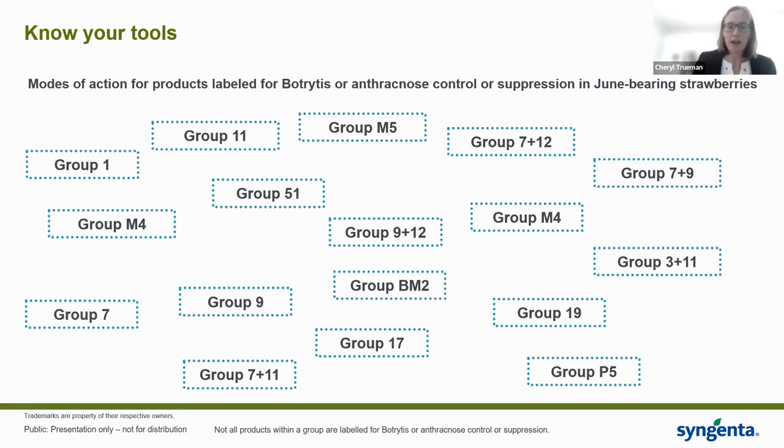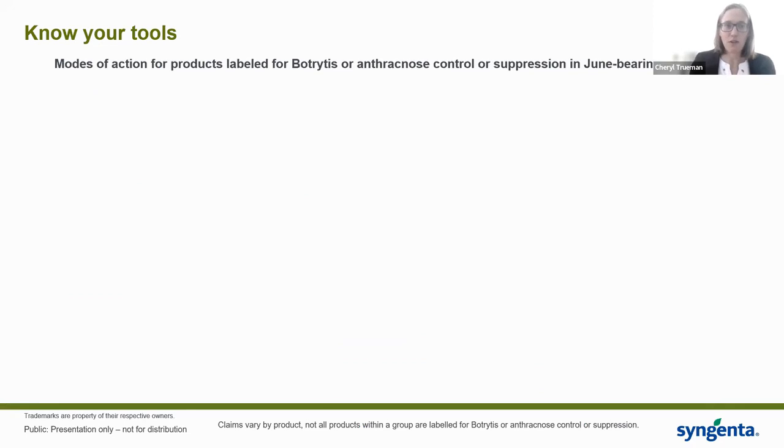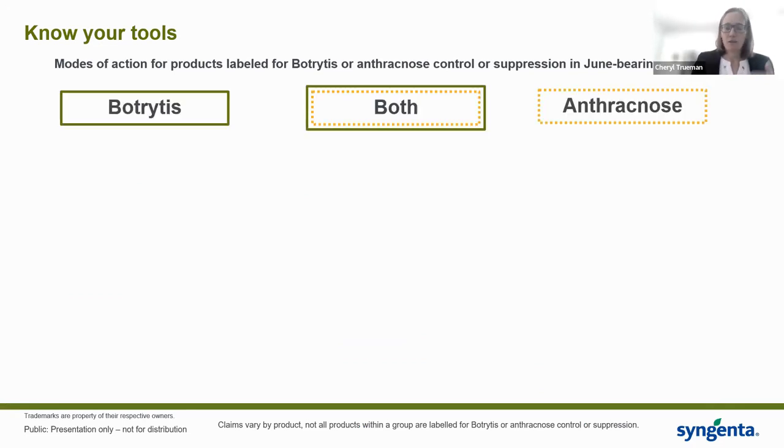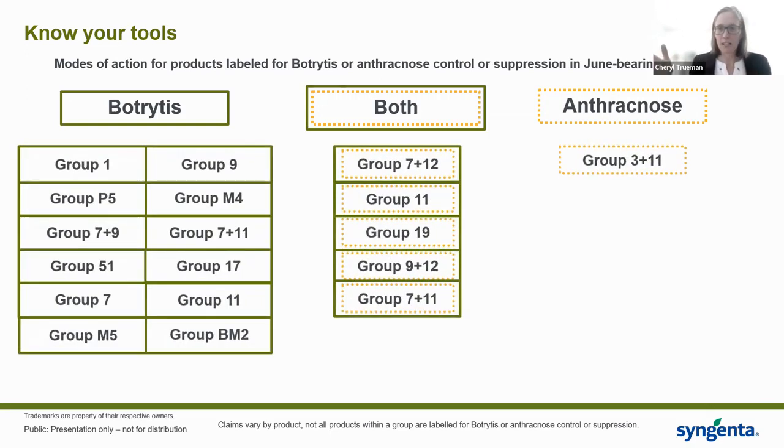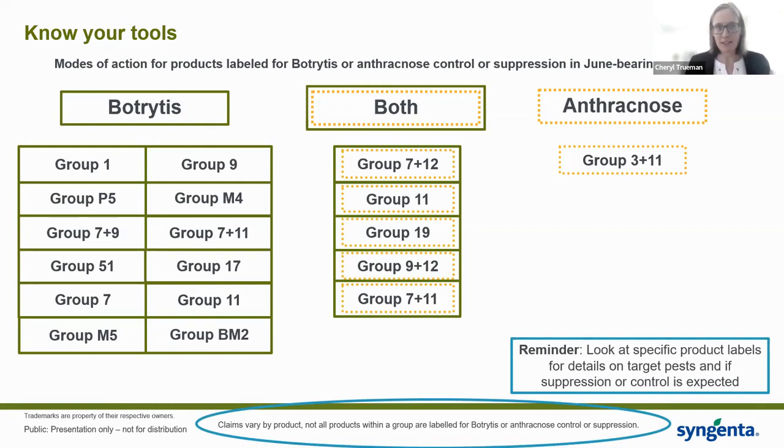And so what I suggest is you take that information and you start to organize it into what's labeled for botrytis, what's labeled for anthracnose, and what's labeled for both diseases. So you can take those groups and organize them that way, and it starts to give you some idea of what you have to work with, focusing on botrytis or anthracnose or both. And a reminder here to look at specific product labels for details on target pests, because some of the products that have the same mode of action group might only have one or the other on the label, and it will vary if it has control or suppression on the label.